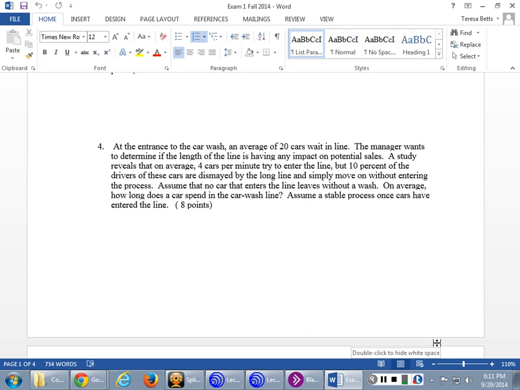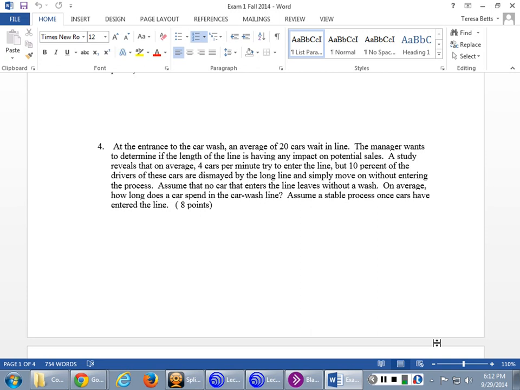We start out with an average of 20 cars waiting in line, so that must be our inventory. Our throughput is 4 cars per minute, but we have 10% of them that are never even entering the process. So you take the 4 cars per minute times 90%, and I think you get 3.96 cars per minute? I'm doing that in my head. Is that right? What's that? 3.6. So 3.6 cars per minute.